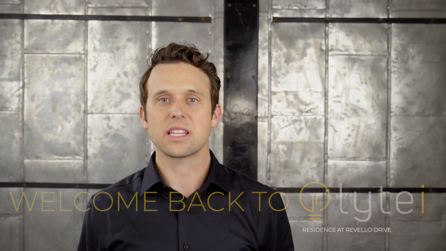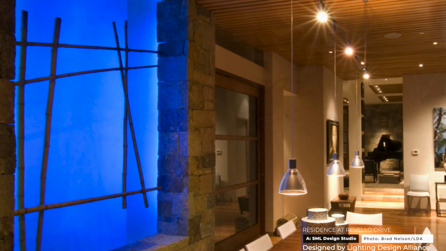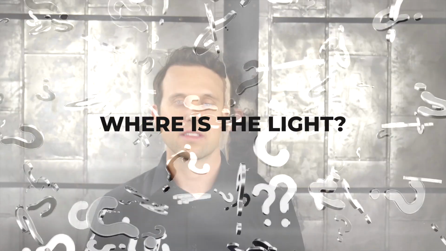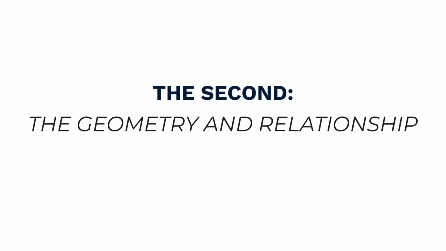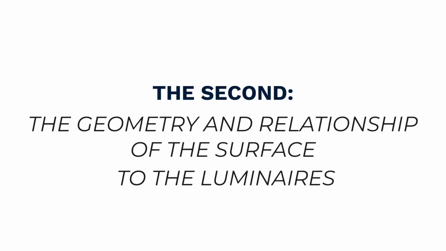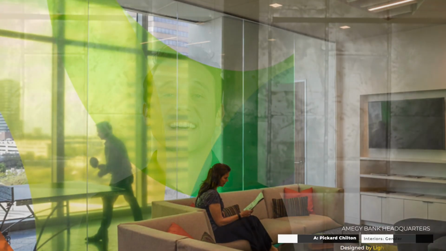Have you ever seen something that's illuminated, but you weren't quite sure where the light source was? There are two parts to an effective backlit solution. The first is the surface itself, while the second is the geometry and the relationship of the surface to the luminaires that surround it. You know, something like this.